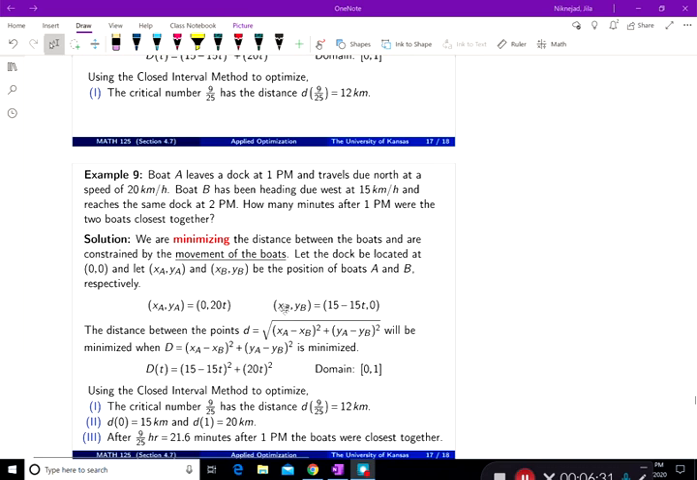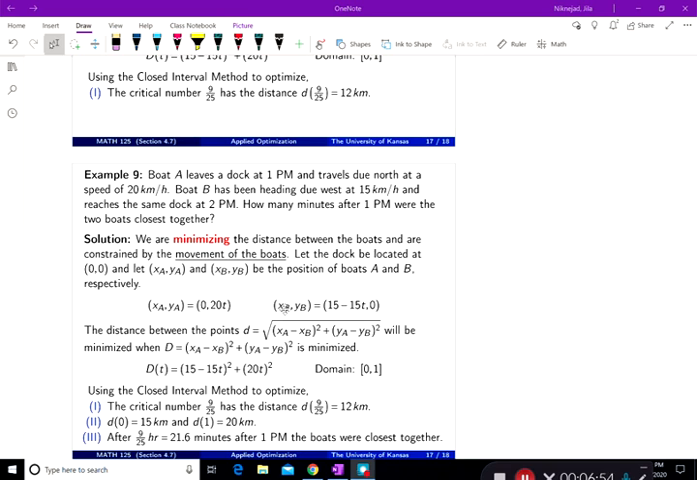Example 9. Boat A leaves the dock at 1 p.m., travels due north at a speed of 20 km per hour. Boat B has been heading due west at 15 km per hour and reaches the same dock at 2 p.m. How many minutes after 1 p.m. were the two boats closest together?